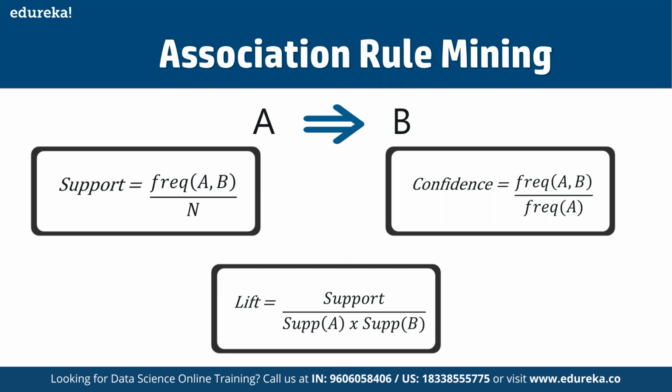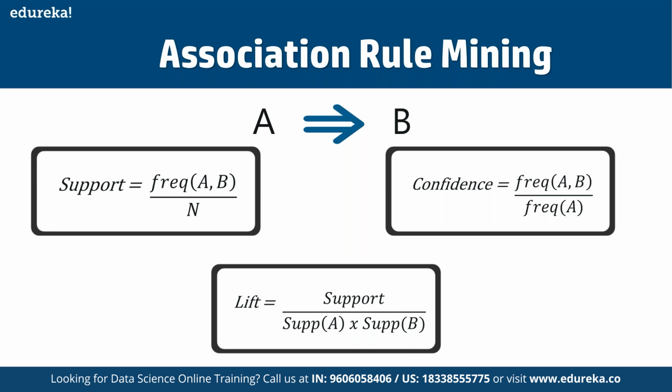Basically, lift indicates the strength of a rule over the random occurrence of A and B, and it tells us the strength of any given rule. To find that out, we simply divide the support of A and B together by the support of A times the support of B. So focus on the denominator: it is the product of the individual support values of A and B, and not together. So lift explains the strength of a rule. The more the lift, the more the strength.